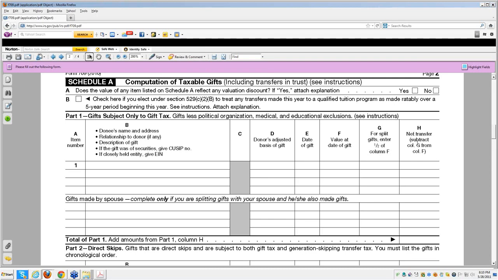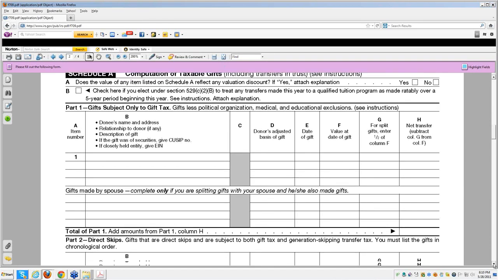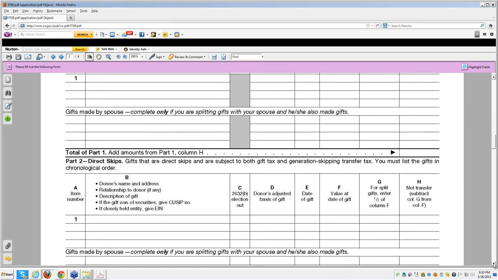But if you're not splitting it, then you don't put anything in. You don't fill this out if it's not a split. It would only be just he, she, gift, and you don't fill that out. Oh, okay. All right. Don't fill that out. Okay. So you go down here to part 2.